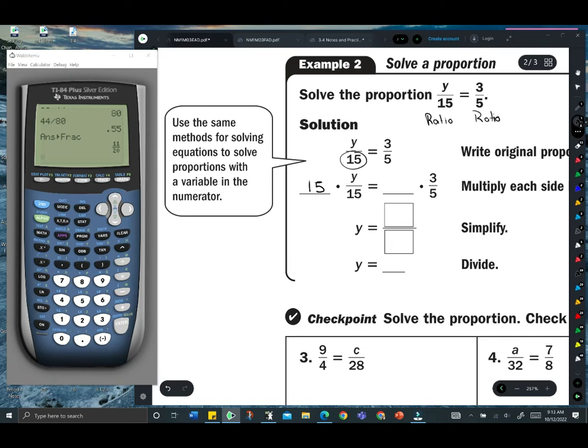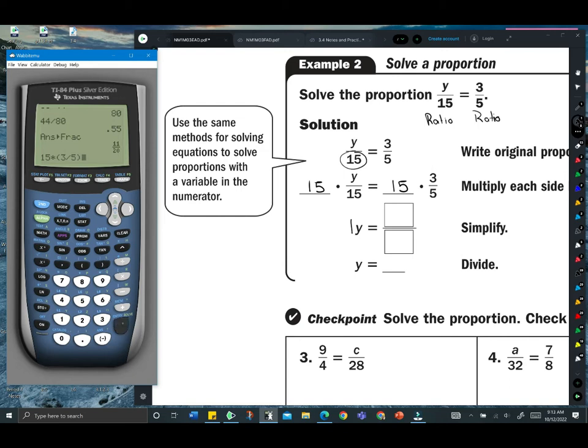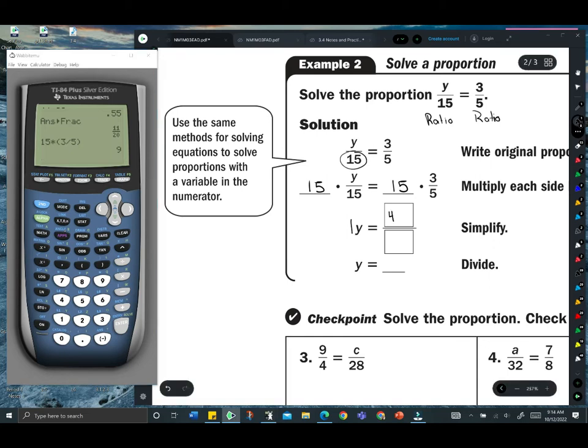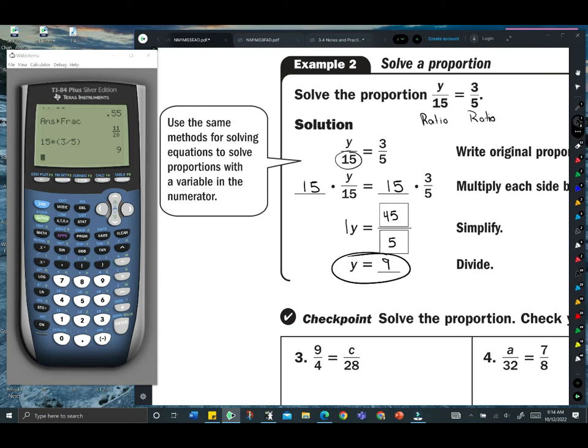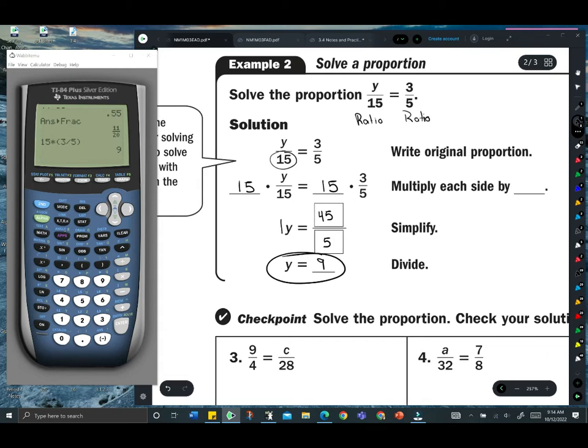Remember, it's the reciprocal. And whatever we do to one side, we have to do the same thing to the other side as well. So 15 times y over 15, remember that's the identity, is just going to make 1y. 15 times 3/5, I'm doing that in the calculator, comes out to be 45 over 5, which simplifies to 9. Okay, so that is our solution to that proportion.